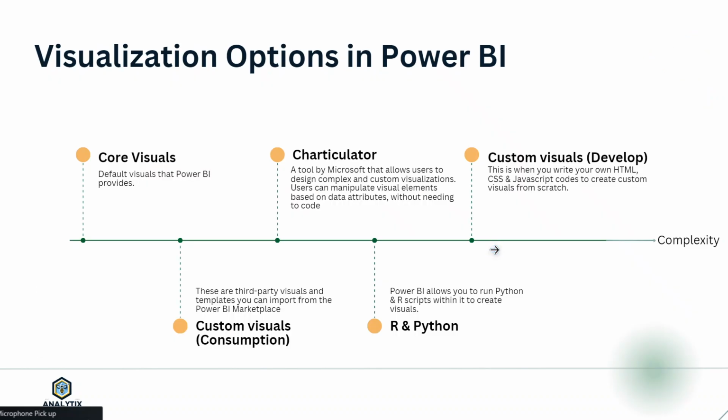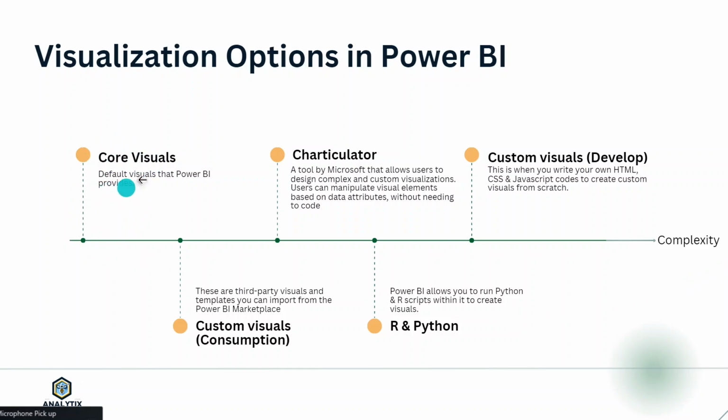We now move on to different visualization options in Power BI. There are 5 main options, and as you can see, from left to right, the complexity increases, right? We already talked about the need for these visualization tools, and it will be more obvious as we explain now, being that as you move from left to right, the complexity increases. And what are those complexities?